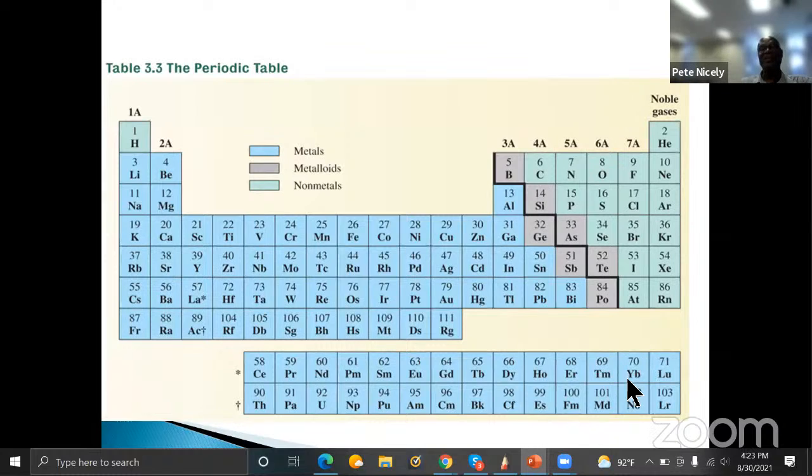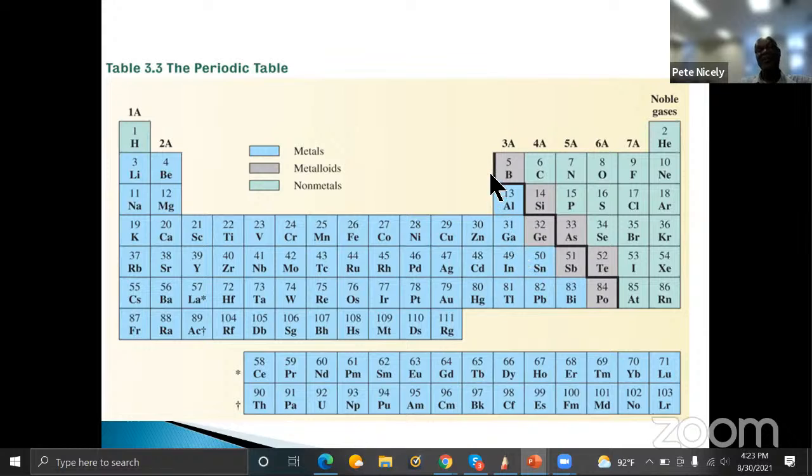So this is the periodic table with all the elements, and the elements in the blue boxes are the metals. The elements in the green boxes would be the nonmetals, and the metalloids are colored, I think it's gray. And you'll notice that the vast majority of elements in the periodic table are metals, and they tend to be to the left of the periodic table, right?